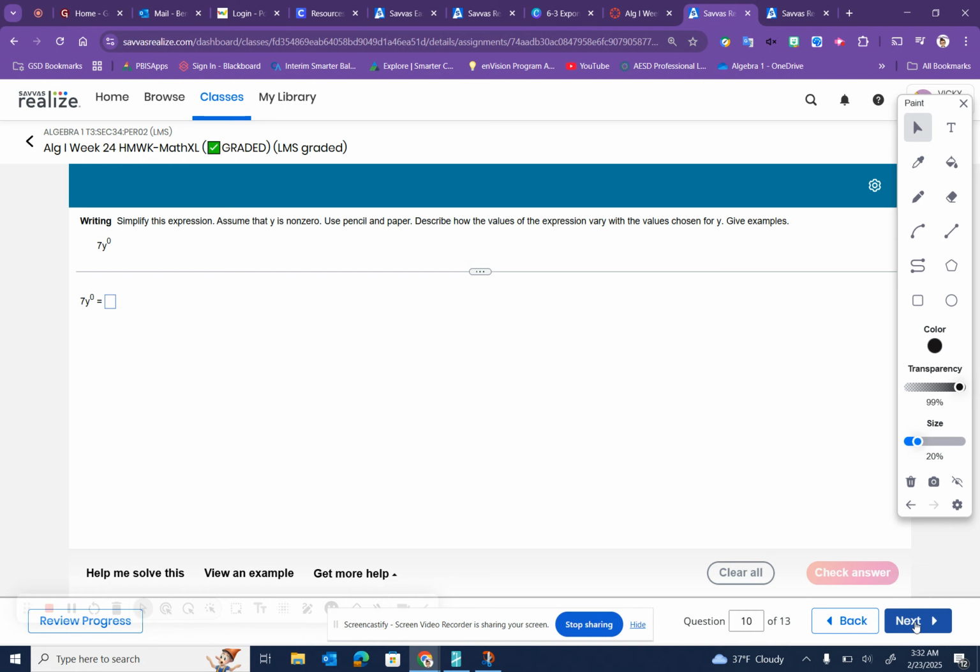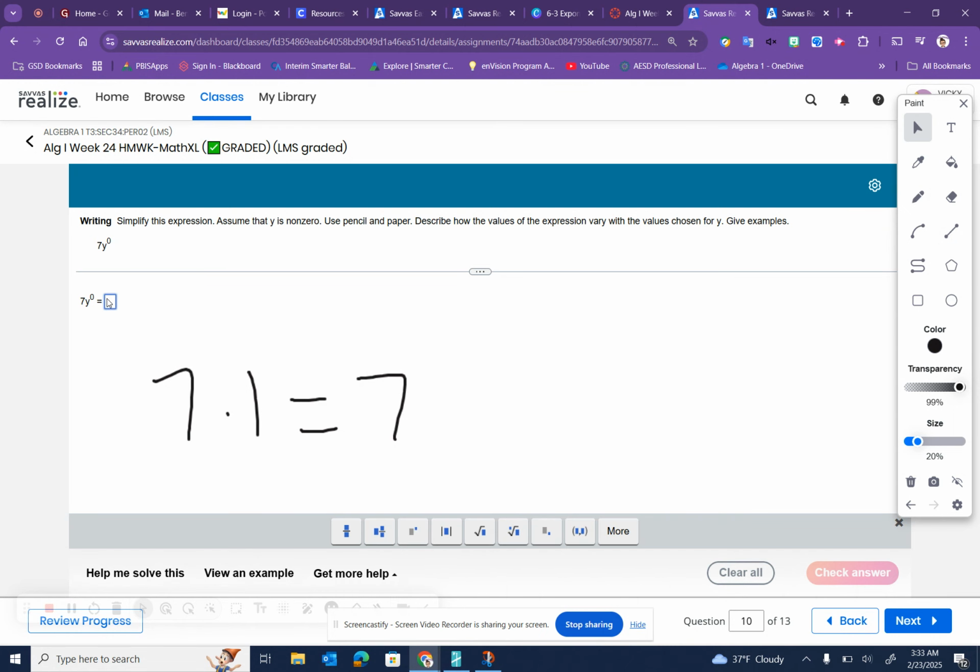Number 10 here, we have a coefficient 7 and y to the 0. Because the 7 and y are not in parentheses together, we can make it 7 times 1, because only the y is to the 0 power and anything to the 0 power is just 1. So this would simplify to simply 7.